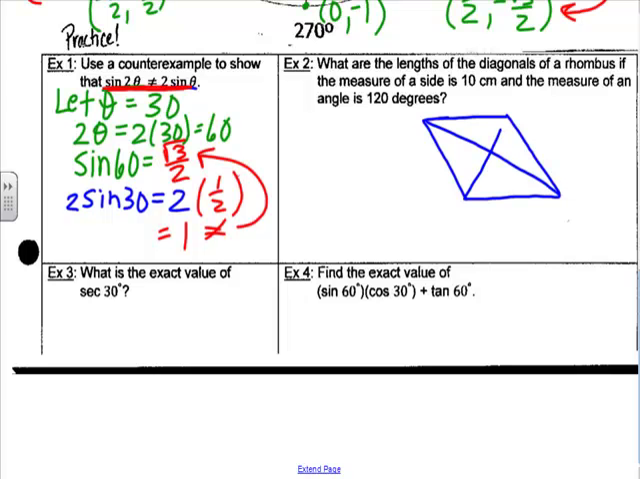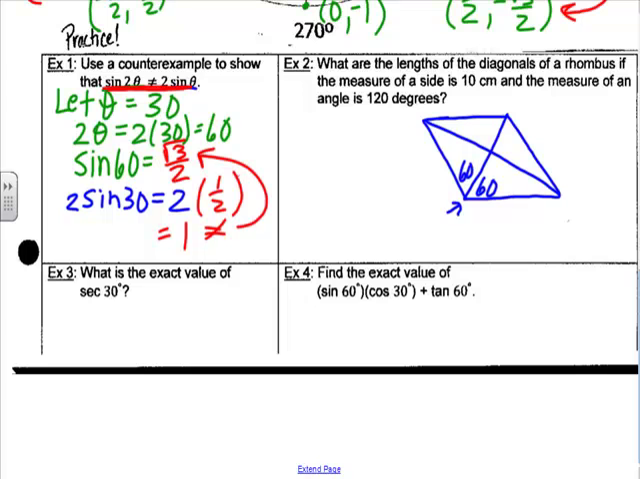So this does require remembering a few things about geometry. So if we have an angle that's 120, I would propose that it would be this angle down here. If you recall, for a rhombus, the diagonals bisect each other, and they bisect the angles. So this would be 60 and this would be 60.